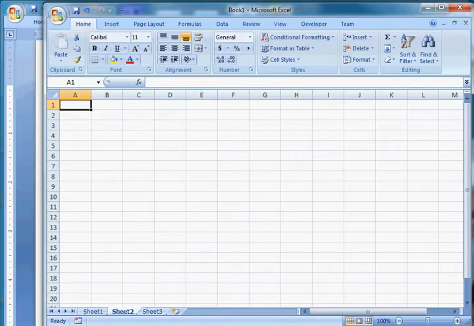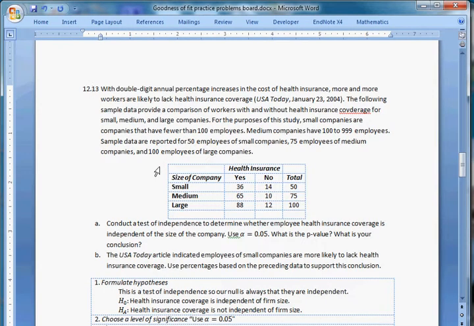With double-digit annual percentage increases in the cost of health insurance, more and more workers are likely to lack health insurance coverage. That's from a USA Today story in 2004. The following sample data provide a comparison of workers with and without health insurance coverage for small, medium, and large companies. For the purposes of this study, we're defining small companies as companies with fewer than 100 employees, medium companies with between 100 and 999 employees, and then large is going to be larger than that. We have sample data for 50 employees of small companies, 75 employees of medium companies, and 100 employees of large companies. And then we're given this contingency table.